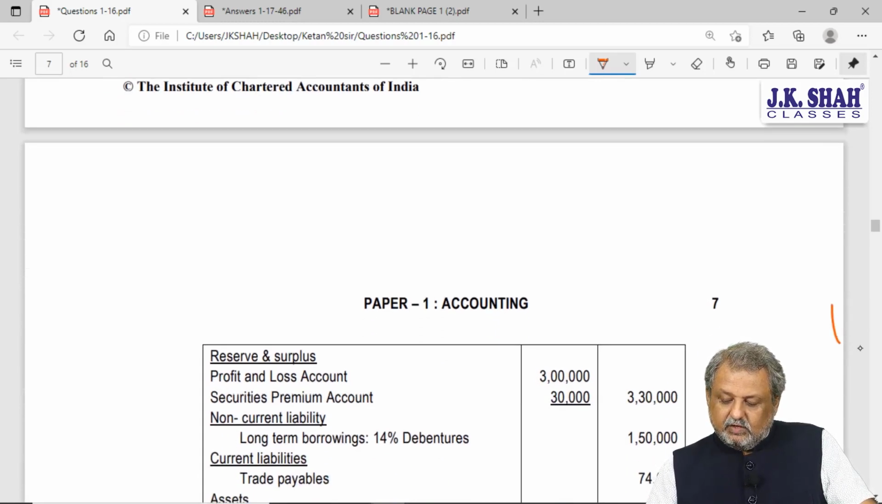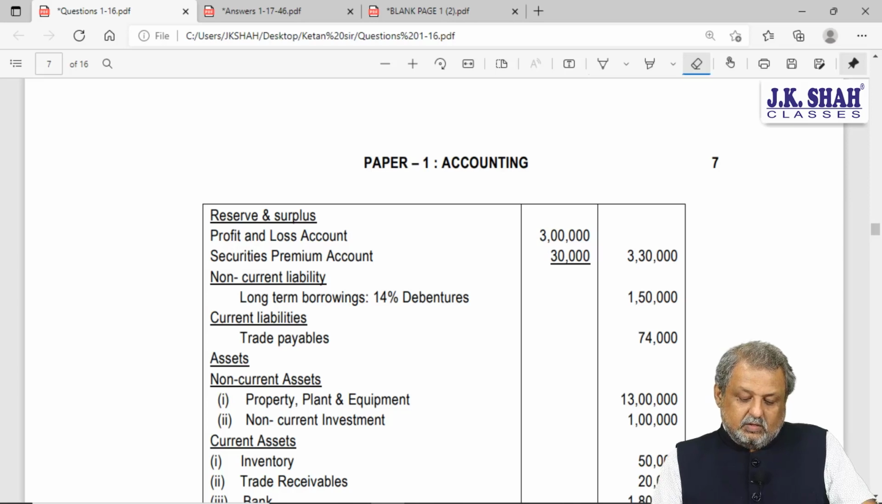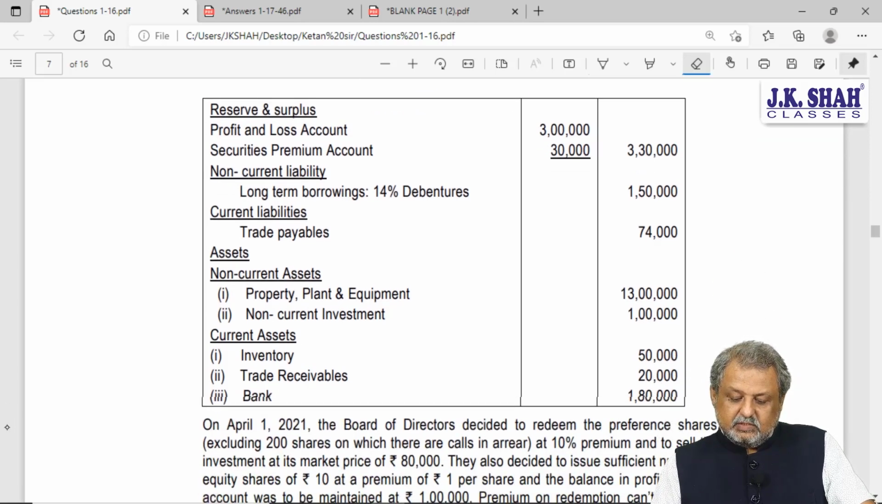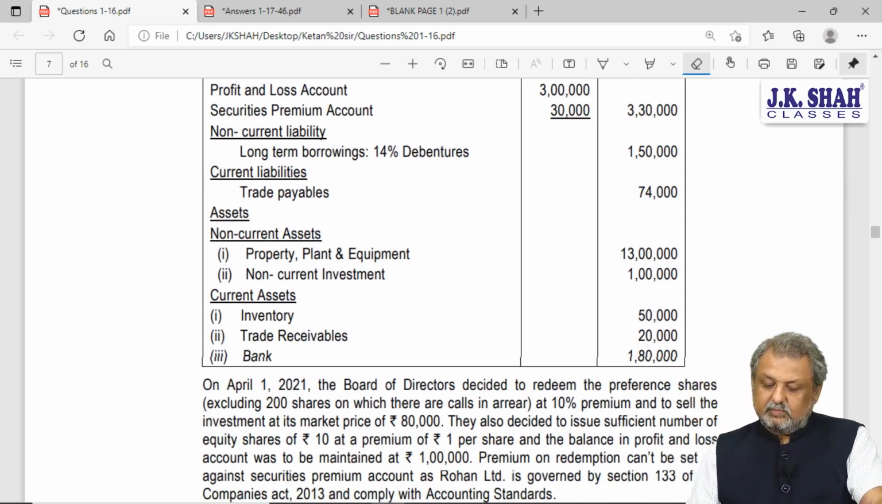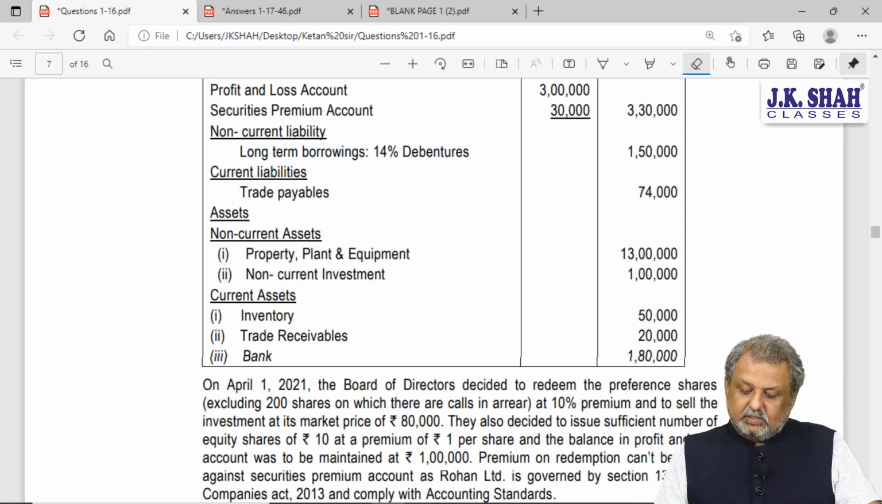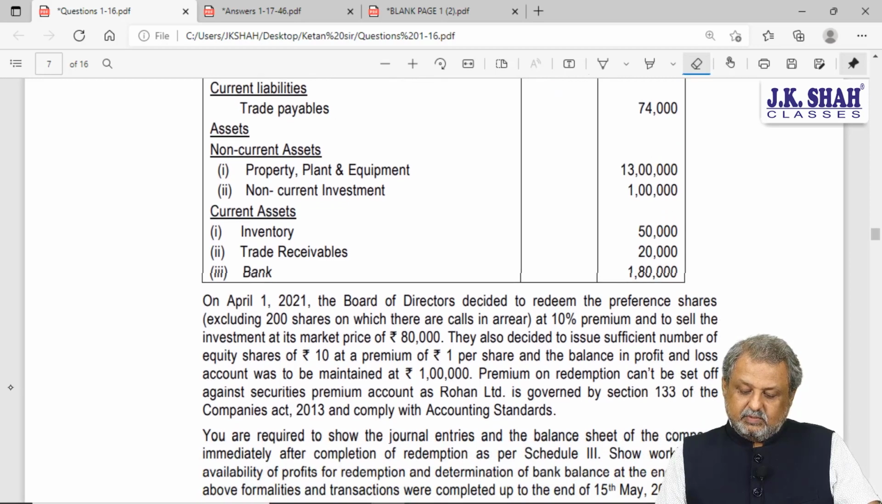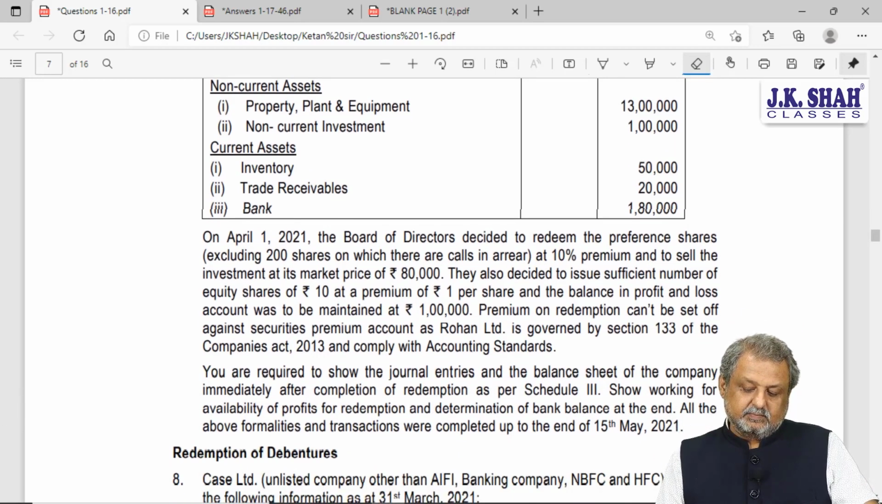Then you are having reserves and surplus. Then profit and loss is there, securities premium is there, non-current liability, long-term borrowings, 14% debenture, trade payables, then assets, non-current assets, property, plant and equipment, non-current investment, inventory, trade receivables, bank.